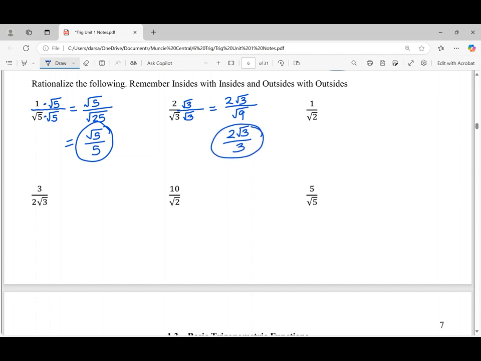Now, I'm hoping that by this time you've noticed that all we're doing is taking the square root on the bottom, putting it on the top, and then turning the bottom into the thing without the square root. So the long way to do this one is multiply the bottom and the top by that square root. On the top, we get the square root of 2. On the bottom, we get 2 times 2, or the square root of 4. And this will simplify to square root of 2 over 2.